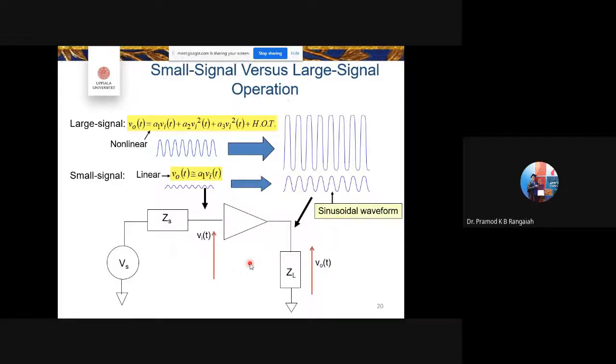So whenever your device has nonlinear characteristics, we have to make a large signal analysis, because the output is not exactly sinusoidal. At that time we have to consider all the models for the simulation to be nonlinear, and it should be with large signal analysis.